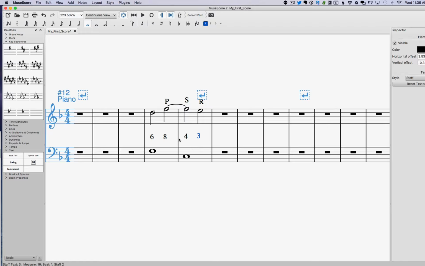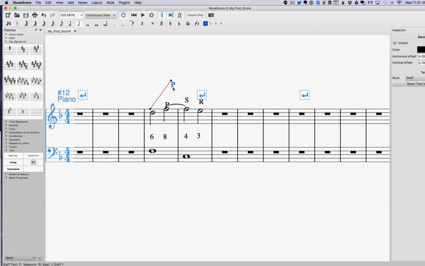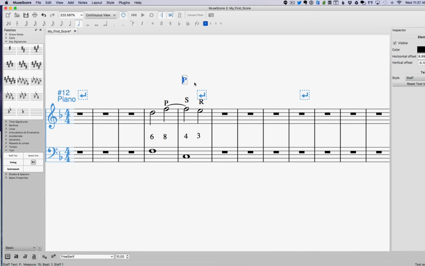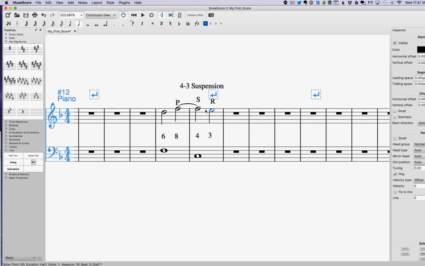Because suspensions are labeled usually with 2 numbers side by side like so. Like, let me just write it up here. So we would call this a 4-3 suspension. That's what this kind of suspension is. And the reason is the suspension is on a 4th and it resolves to a 3rd. So a 4-3 suspension is a 4th resolving to a 3rd.